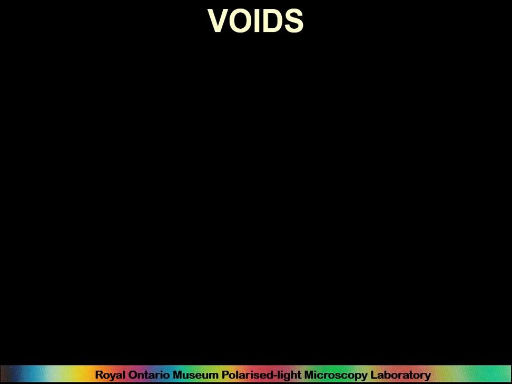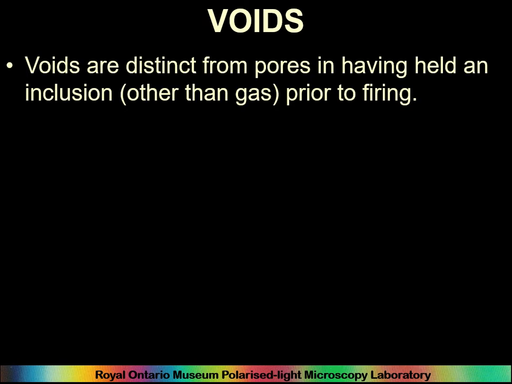One of the most important of these is voids. Voids are distinct from pores in having held an inclusion, other than gas, prior to firing. So a pore and the porosity of pottery will form due to gas being included in the pottery, which is typically a bad thing. But sometimes there are things in the pottery which have been completely driven away during the firing process, and you have that thing left behind as a void.